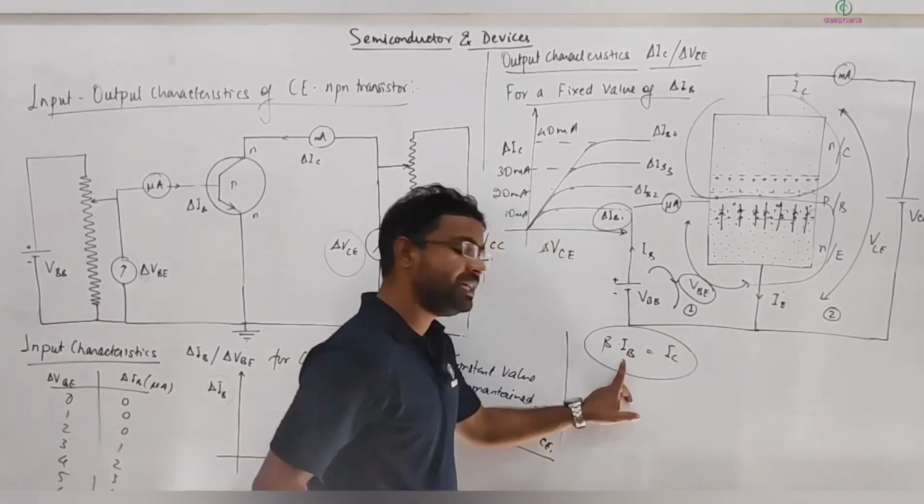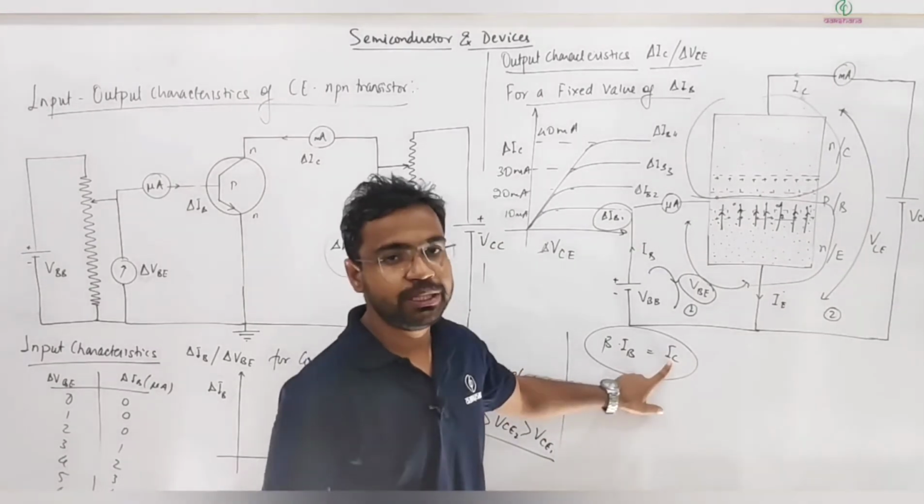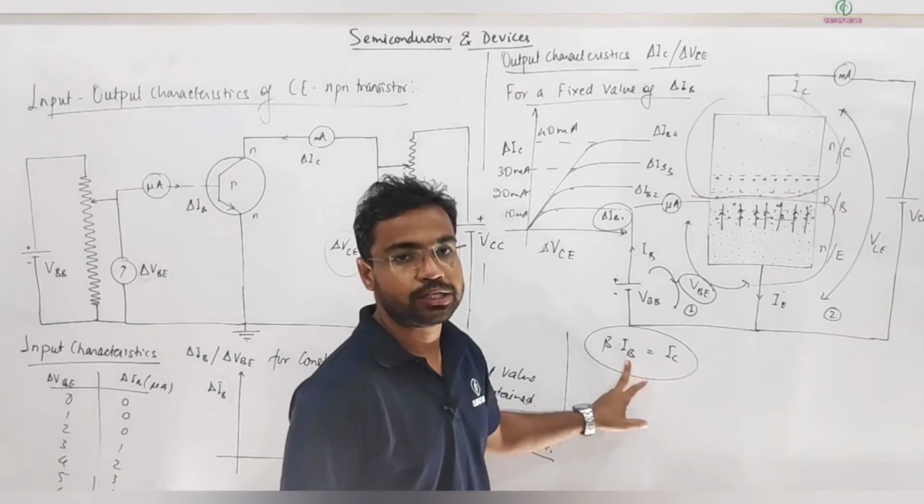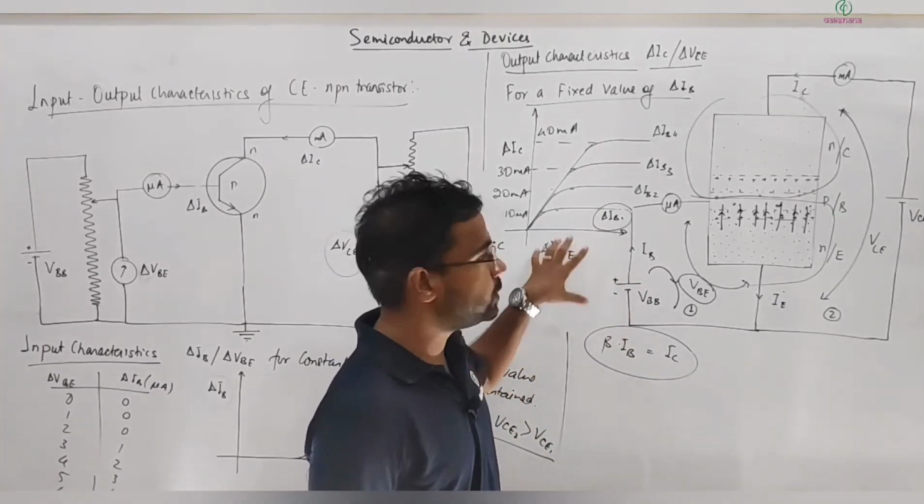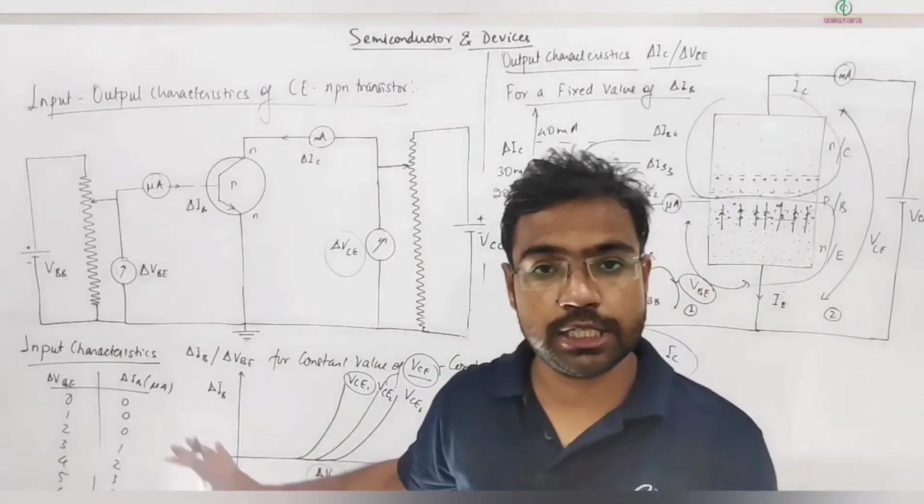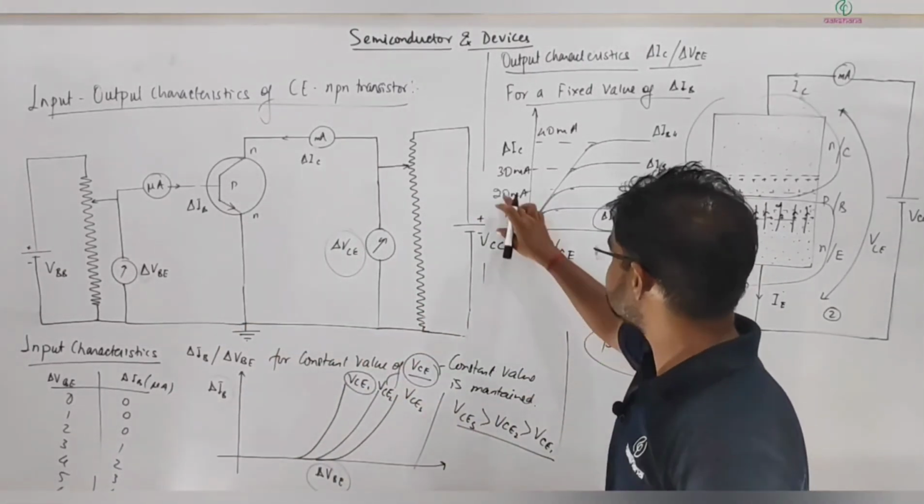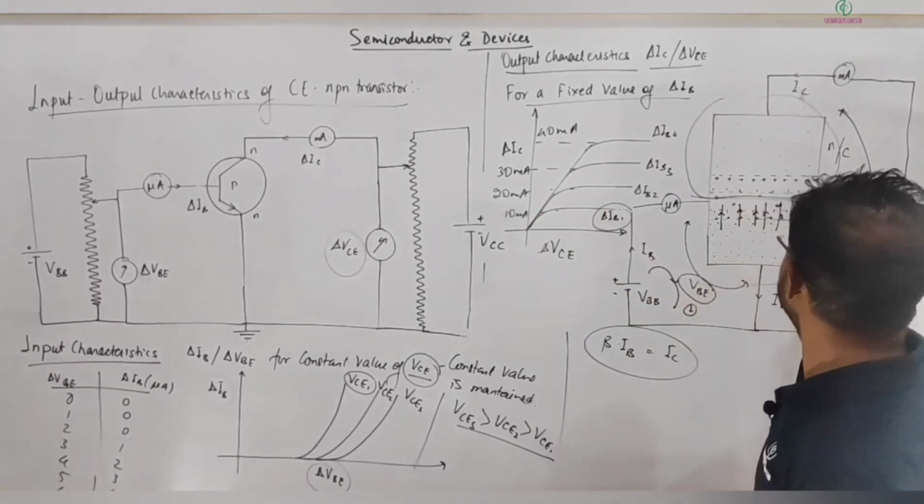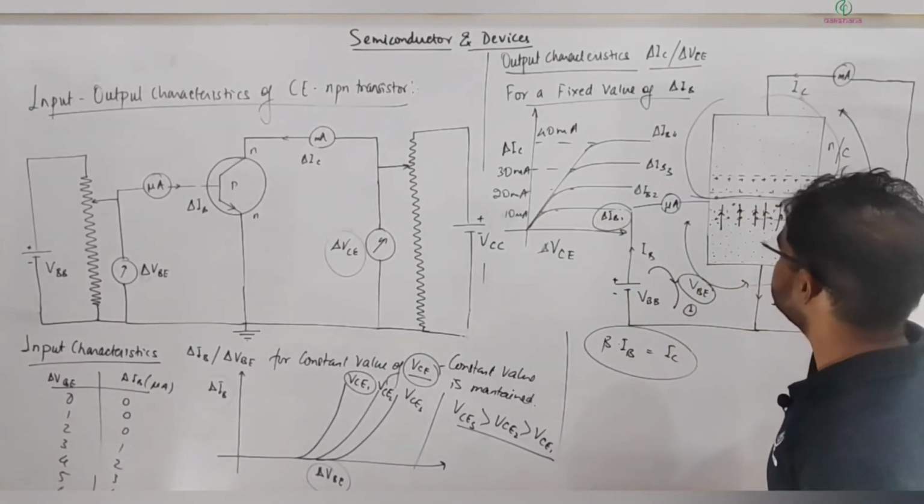So if IB is 0, automatically your IC will be 0 also. This means this current is also controlled by this side. Yes, we are increasing this voltage, and the variation is this. This is about input characteristics. Remember these relations, remember these variations. Here, all these things are varying with changing this.